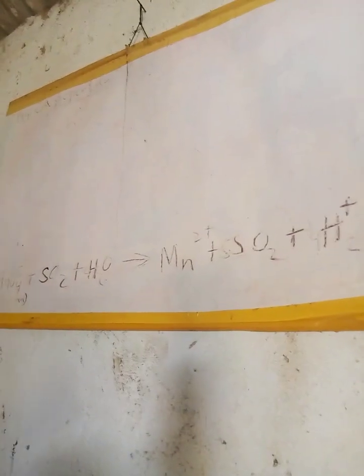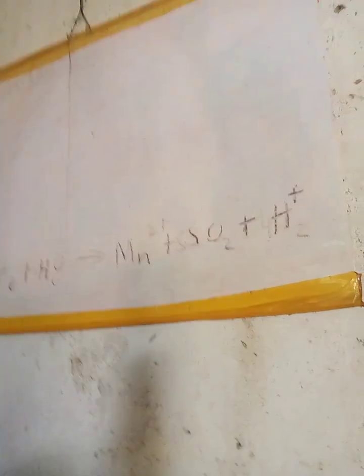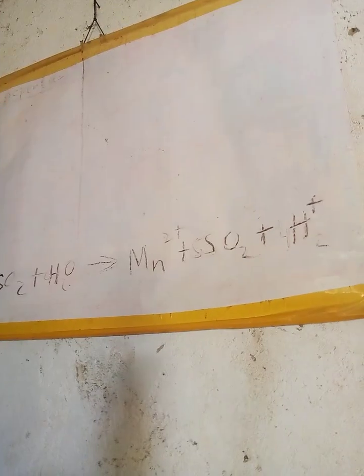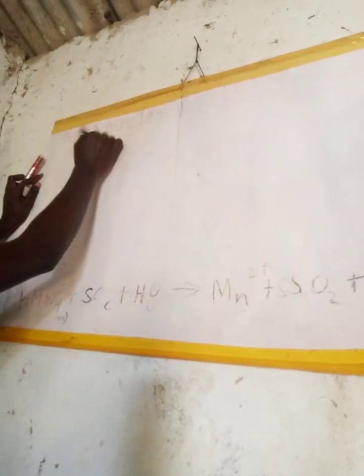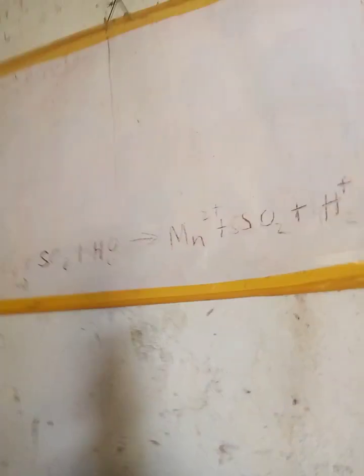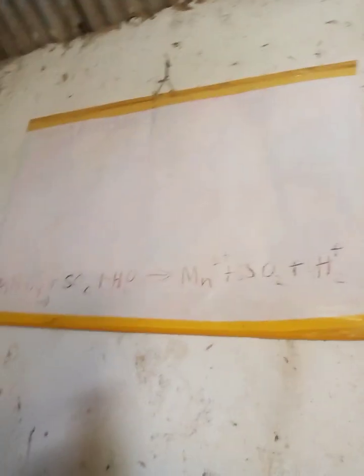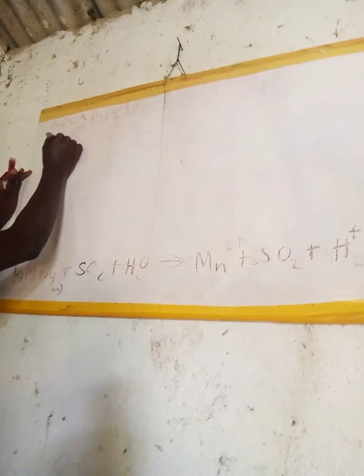Physical properties of sulfur oxide. First, it is a colorless gas with an irritating smell. That is a common physical property. It has a shocking smell. Then it is readily soluble in water.